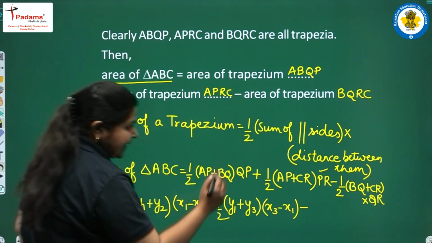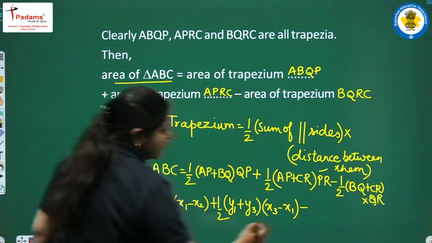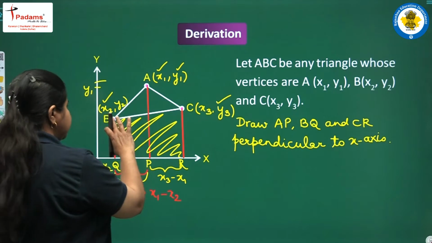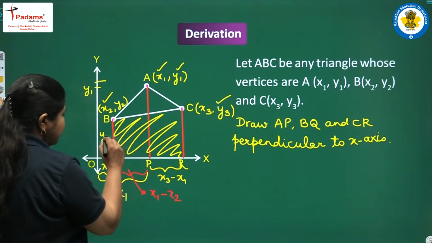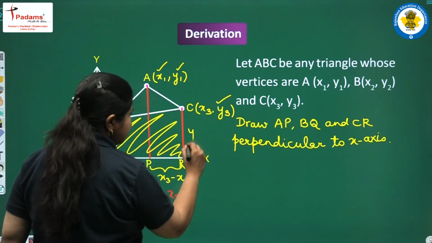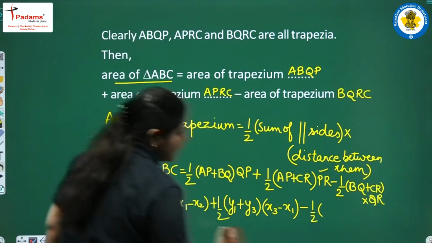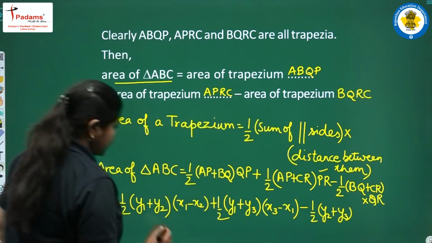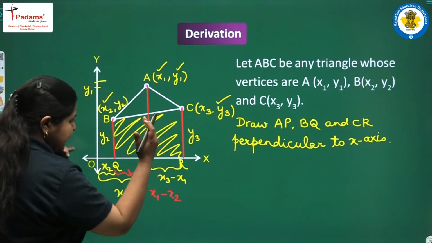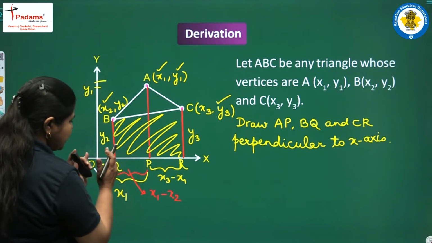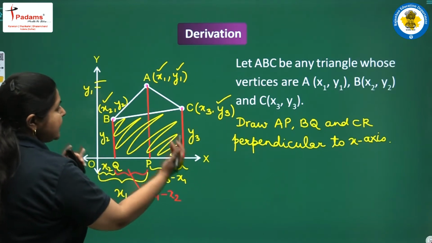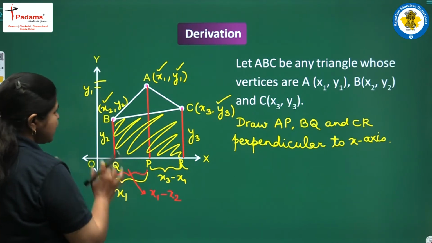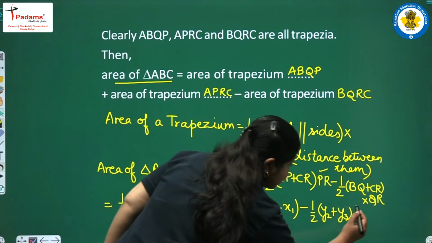Then we subtract the area, the third one, half into BQ plus CR. What is BQ? Just have a look. This is the length y2. And what is CR? This is the length y3. So we write here y2 plus y3 into QR. Now this length QR, ये हो जाएगी आपकी OR minus OQ. और OR is the x coordinate of point C, that is x3 and this is x2. So it will be x3 minus x2.